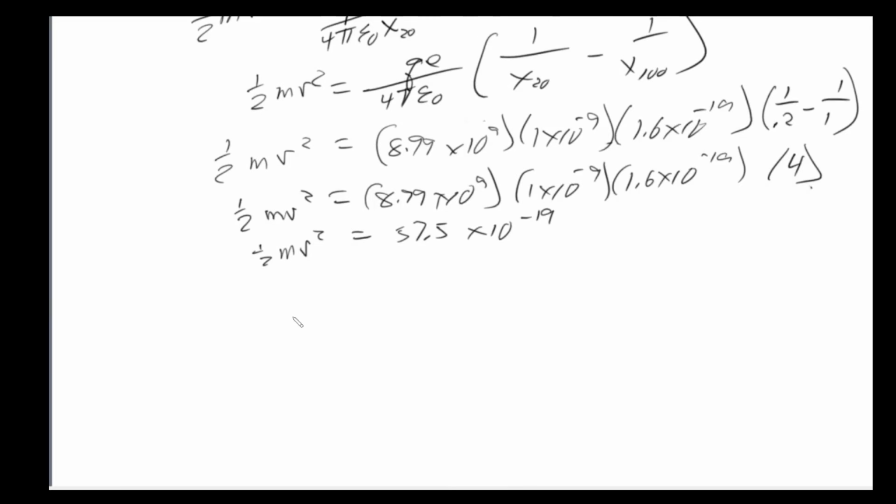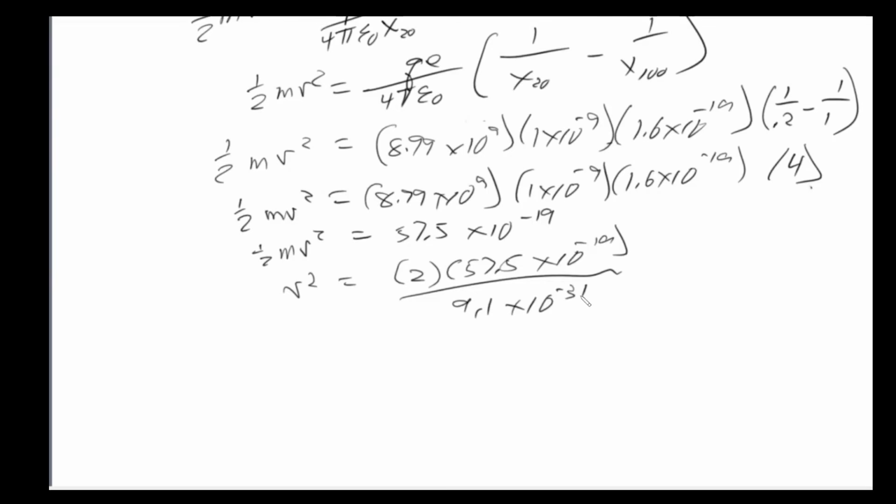So solving for v squared, that's equal to 2 times 57.5 times 10 to the minus 19th over m, which is the mass of the electron, which is 9.1 times 10 to the minus 31, or v squared comes out to be 12.2 times 10 to the 12th. And if we take the square root of that, v is equal to 3.6 times 10 to the 6 meters per second.